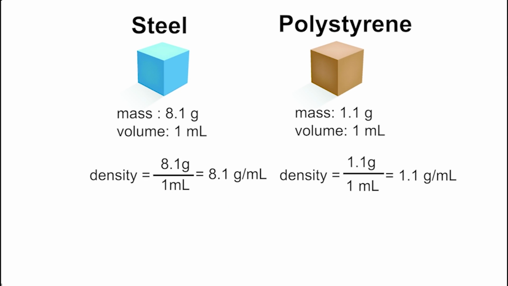For example, a cube of steel and a cube of polystyrene with the same volume would have different masses. The polystyrene cube would have less mass and therefore be less dense than the steel cube.